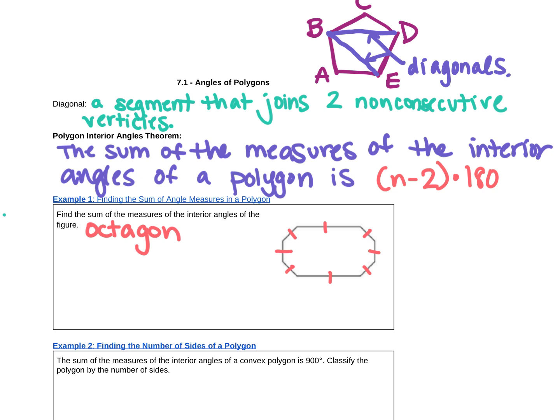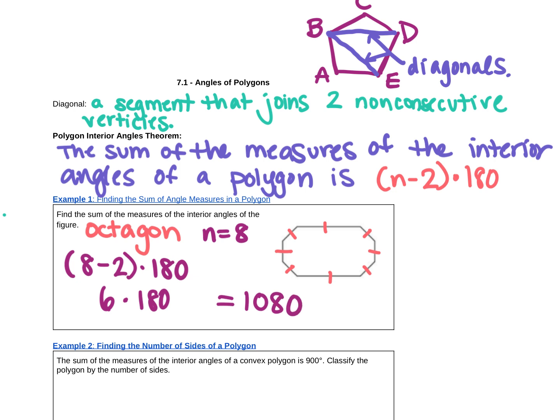All right, so this is an octagon. That means our n is going to be 8 because we have 8 sides. So we're going to put an 8 into our formula. We're going to go 8 minus 2 times 180. 8 minus 2 is 6. 6 times 180 gives me 1080. And we can't forget to put degrees after. Make sure you put degrees because that is the unit of measurement here. And that's it. You just got to find your sides, plug it into the formula, easy peasy.